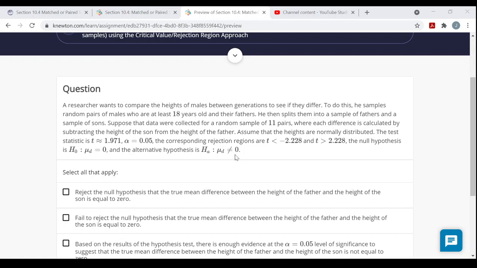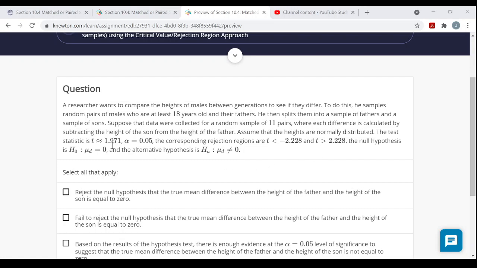This is a two-tailed test, as you can see from the hypotheses. The null hypothesis is that the average difference between all pairs of fathers and sons is equal to 0. So this means that there's really no difference between heights of fathers and sons. And the alternative hypothesis is that the average difference in heights between fathers and sons is not 0, meaning that there is a difference in some way between the heights and generations. It's a two-tailed test, not equal. That's why you've got the two rejection regions.